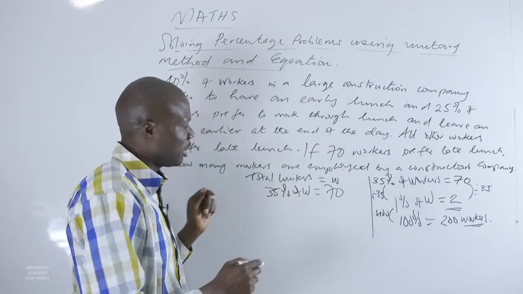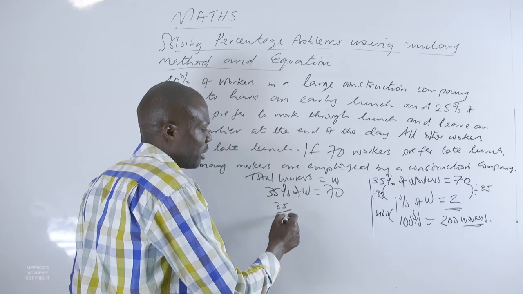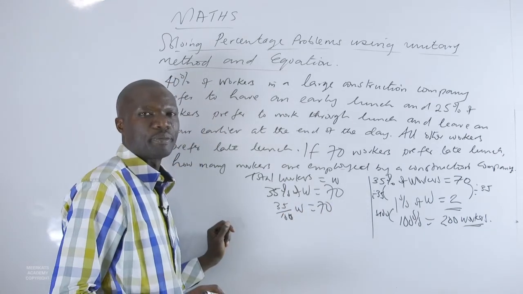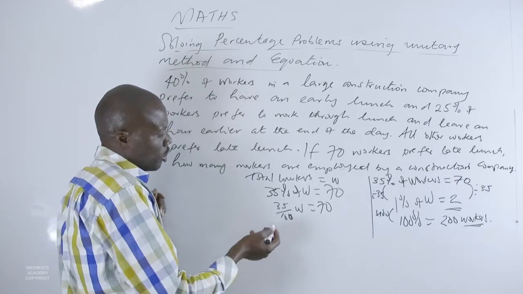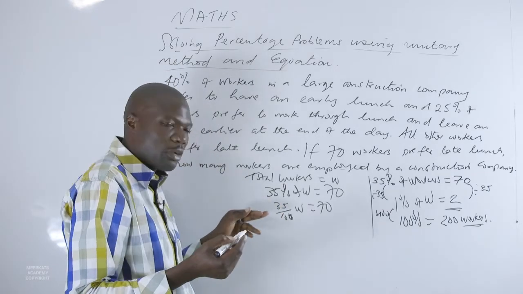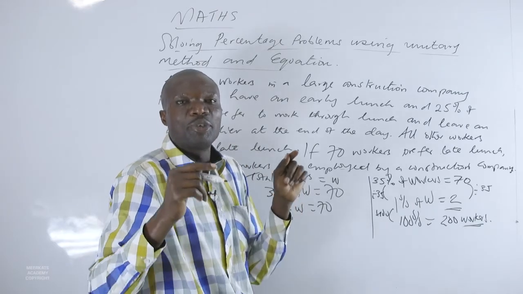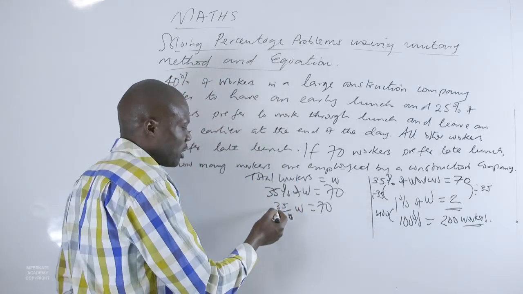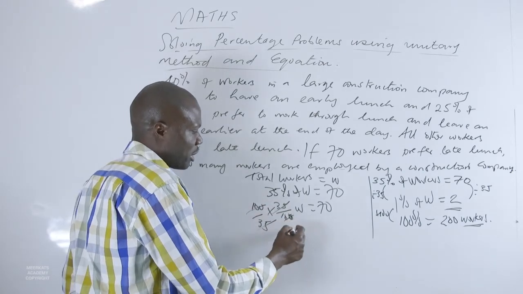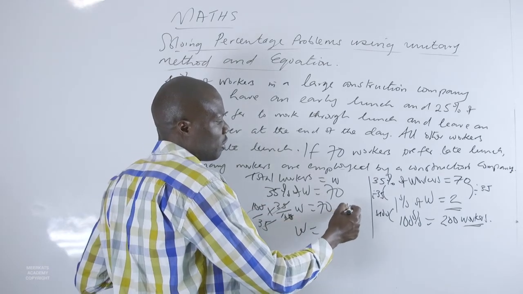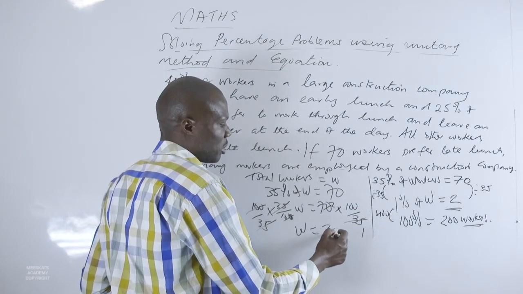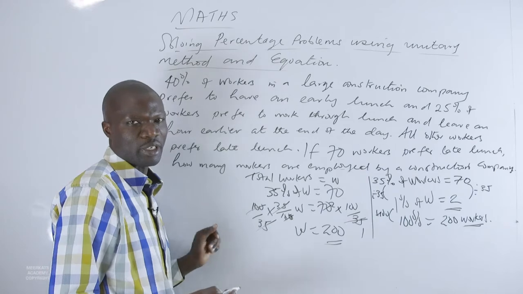This as a fraction is 35 over 100. So 35 over 100 of W is 70. You will divide both sides by 35 over 100, which is equivalent to multiplying by the reciprocal, and the reciprocal is 100 over 35. So that this one goes, you remain with W is equal to, by 35 1, by 35 2, W is equal to what? 200 workers.